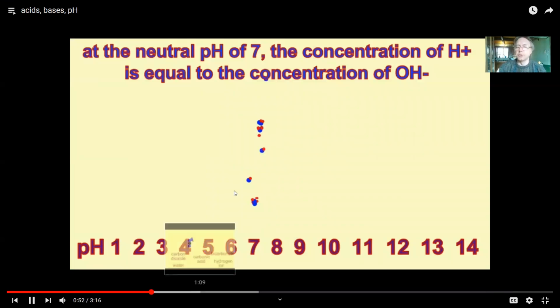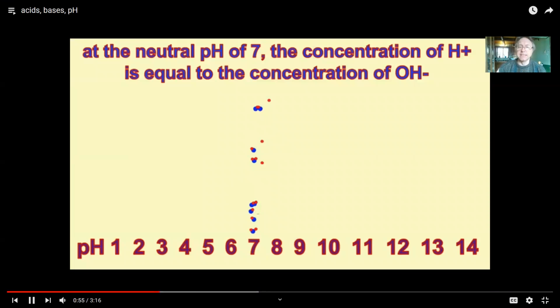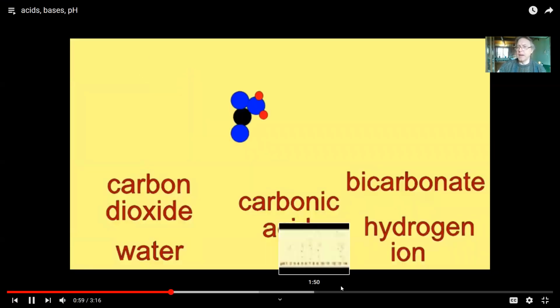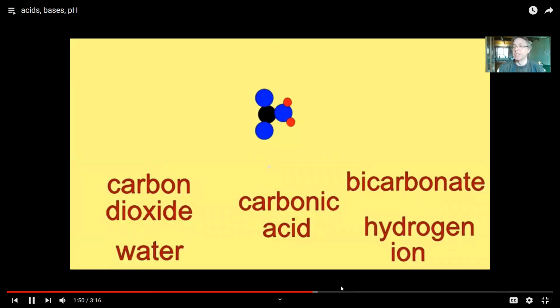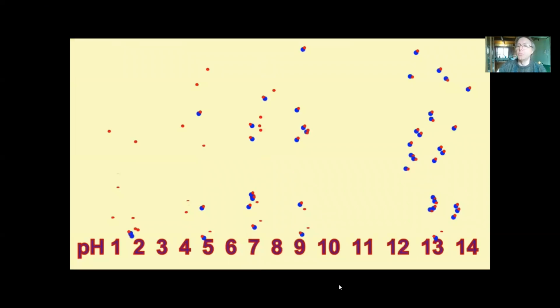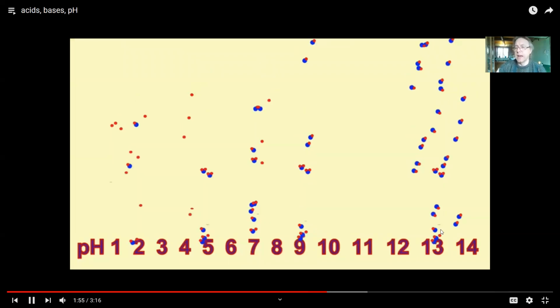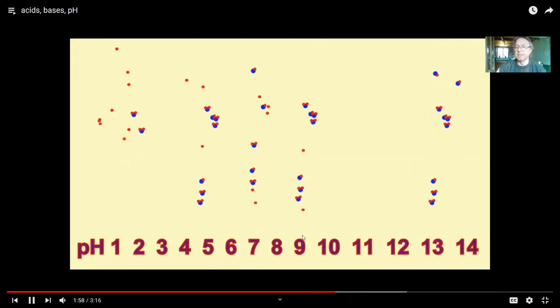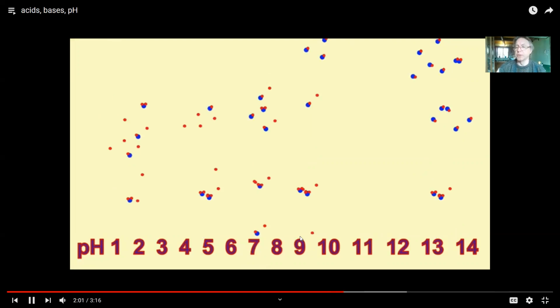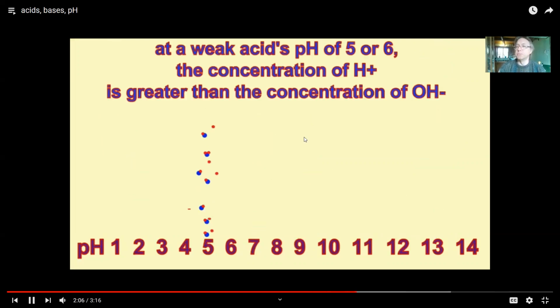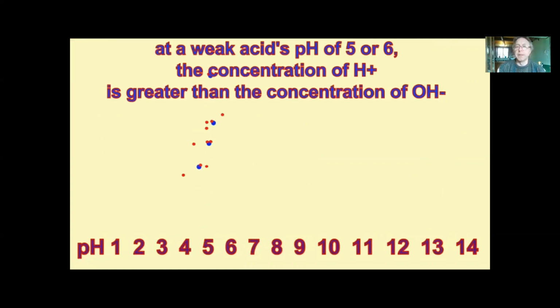Anything with more hydrogen ions than this is acidic, and the pH is then less than 7. 5 or 6 would be a weak acid, 1 or 2 would be a strong acid. Anything with more hydroxyl ions than hydrogen ions would be basic. Something that is a weak base would have a pH of, say, 8 or 9, a strong base 13 or 14.